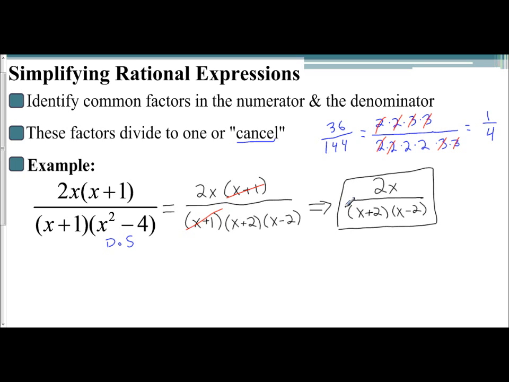So the bottom line is make sure you identify any common factors in the numerator and denominator first, and then when you cancel them out, you just cross them out. They have to be the exact same object to cross out.